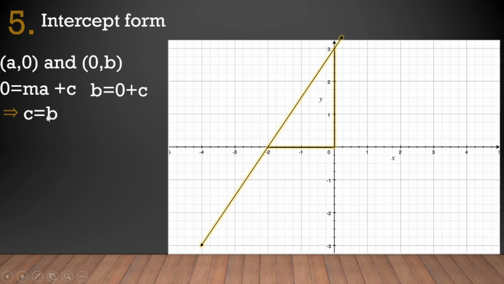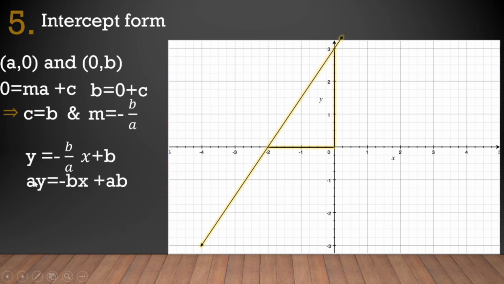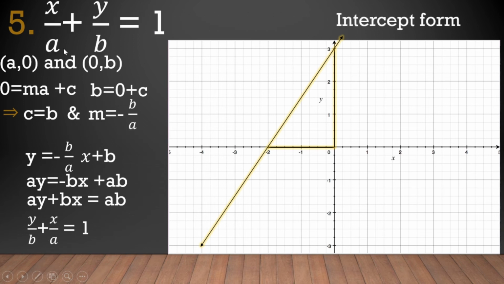Okay, so which implies your c is actually equal to b and your m is actually equal to minus b over a. Now we can substitute it in y equals mx plus c, and we'll get this as the equation of a line, okay, which can be simplified further. If we take LCM, this will become ay equals minus bx plus ab, which can further be simplified like this, which can further be simplified like this. So intercept form is actually this form of a line, x over a plus y over b equals 1.